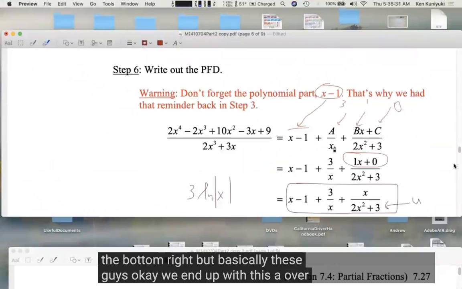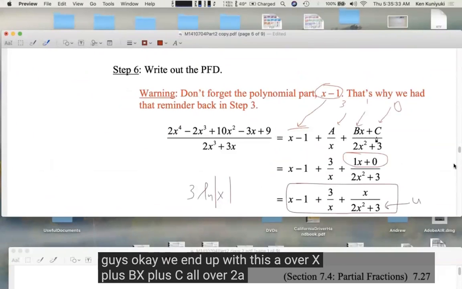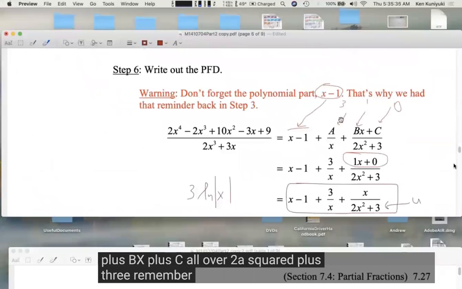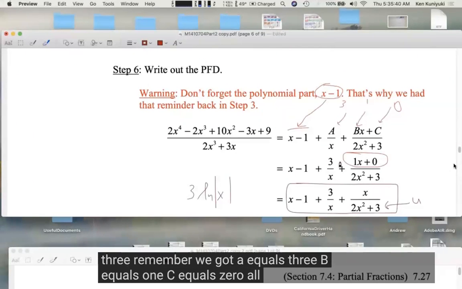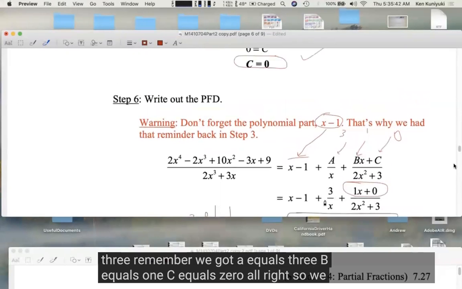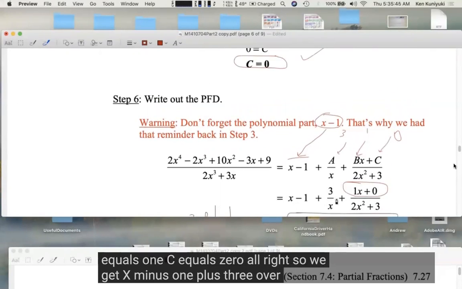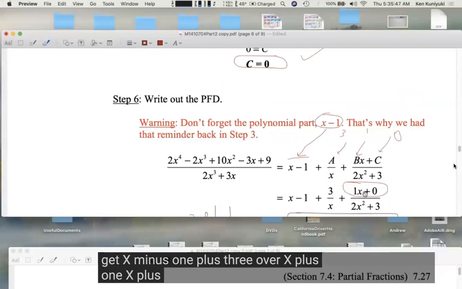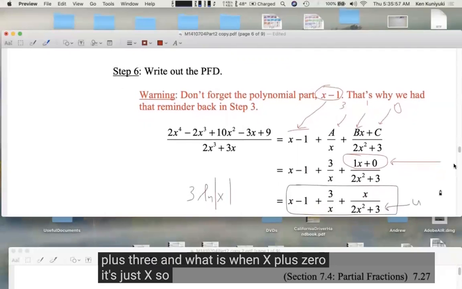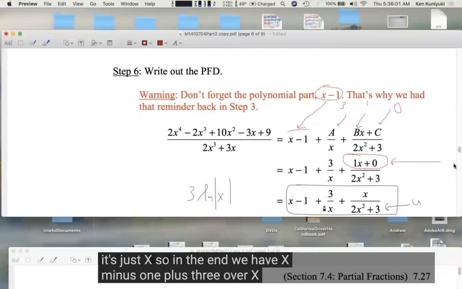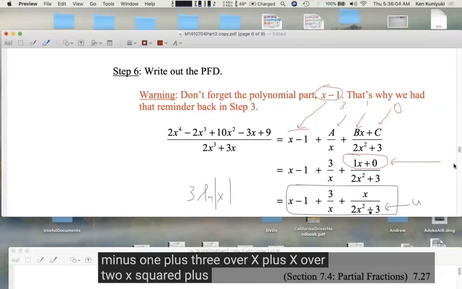Okay, we end up with this: (a over x plus bx plus c) all over 2x squared plus 3. Remember, we got a equals 3, b equals 1, c equals 0. So we get x minus 1 plus 3 over x plus (1x plus 0) all over 2x squared plus 3. And what is 1x plus 0? It's just x. So in the end, we have x minus 1 plus 3 over x plus x over 2x squared plus 3.